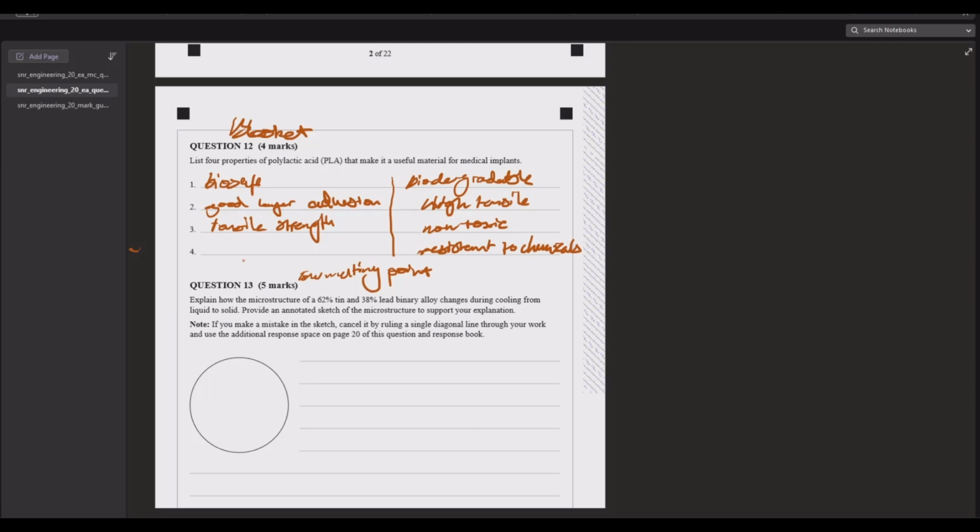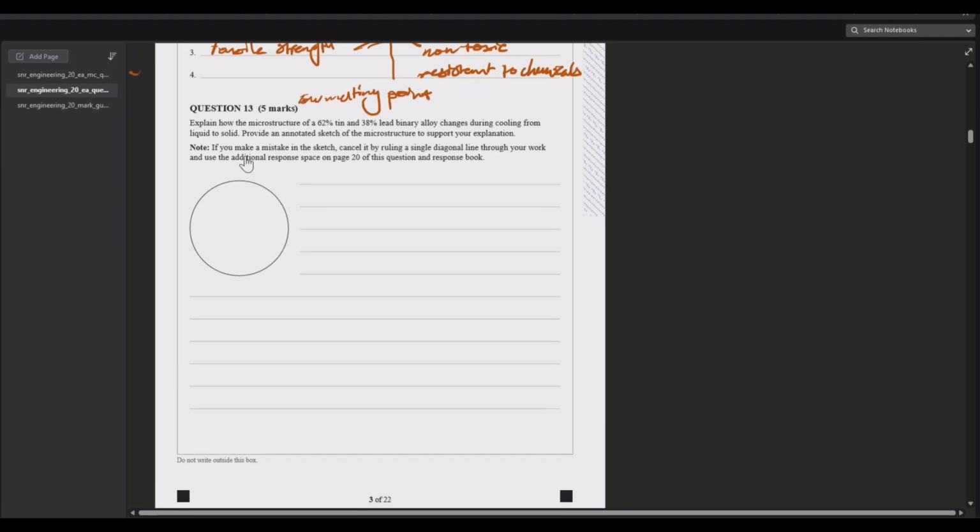But also, you could argue that, obviously we've got this one here, and this one's new, but biosafe could be linked with biodegradable and non-toxic. It's closer to non-toxic though, so either I would have included biodegradable or resistant to chemicals, although we're not supposed to know that, really, for polylactic acid. But yeah, I should have put resistant to chemicals in there. 4-mark question, let's move on.